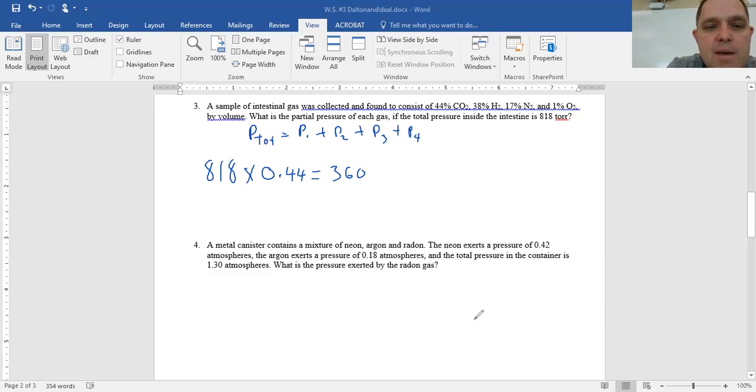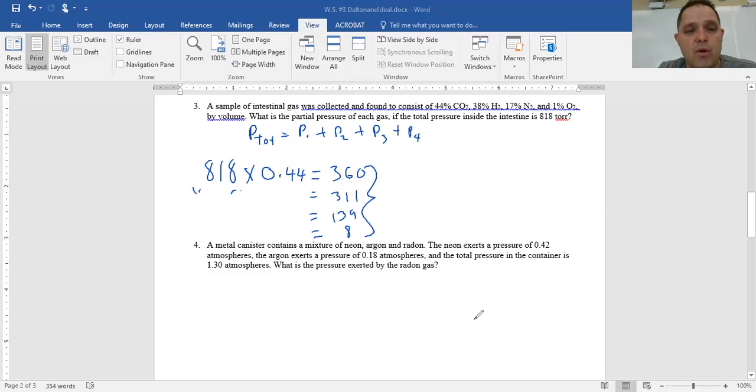Now, we would do the same idea for all of them. And I'm just going to give you the numbers that I would get, so you can check those as you go. For hydrogen, I get 311. For nitrogen, I got 138. And then I get for oxygen, which is 1%, just about 8. Then if you wanted to double check, hopefully, if we had added all those up, that would equal 818. So that's the partial pressures of all of them. Not too bad.